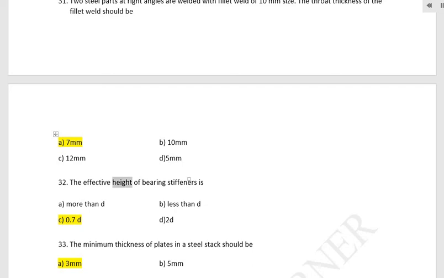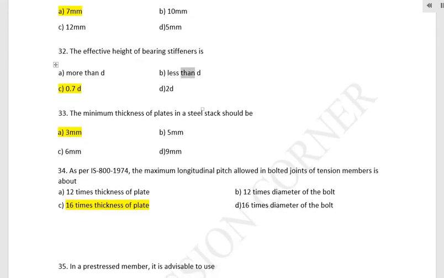The effective height of bearing stiffeners is: A. More than D. B. Less than D. C. 0.7 D. D. 2D.